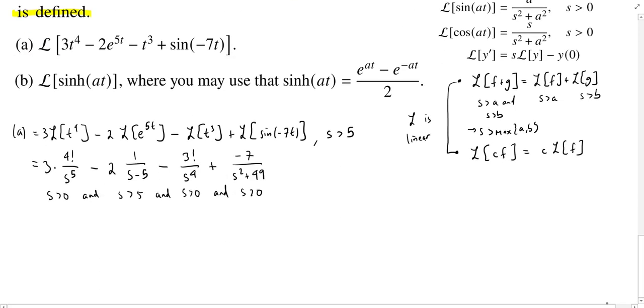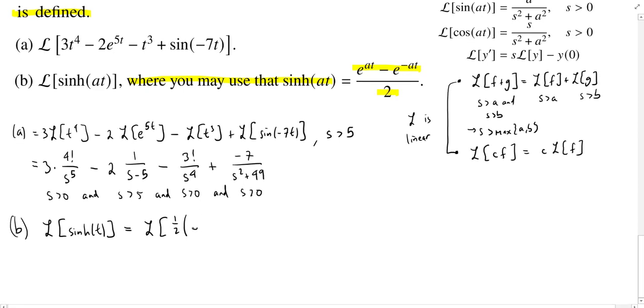All right, let's try the second one. Okay, so this is B. Here, we're asked to compute the Laplace transform of the hyperbolic sine of at. However, we've been given a very helpful hint. The hyperbolic sine of at can be rewritten in terms of exponentials. Well, let's try that. So the Laplace transform of the hyperbolic sine is equal to the Laplace transform of, well, let's see, there's a half, which I could pull out, e to the at minus e to the negative at.